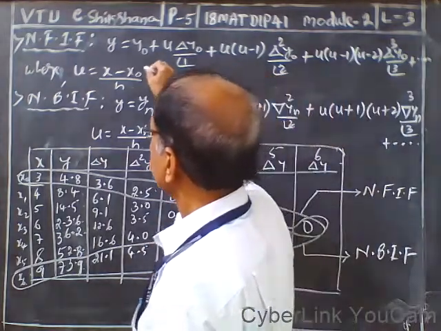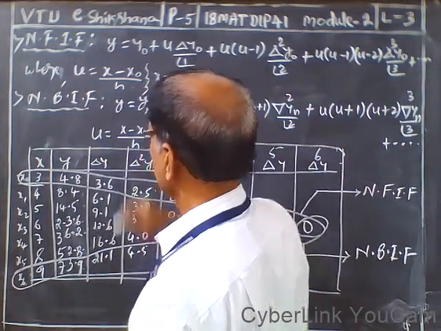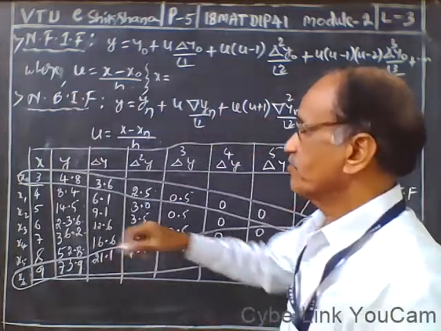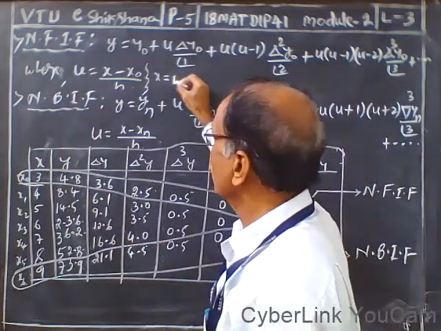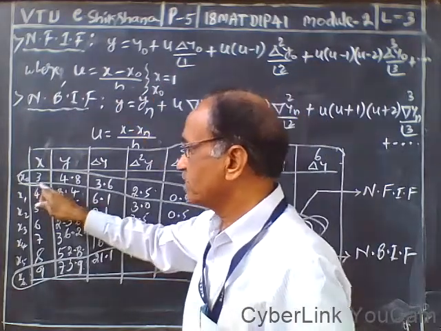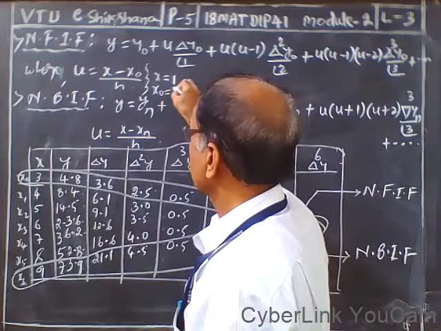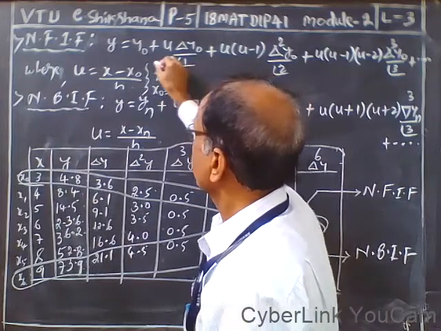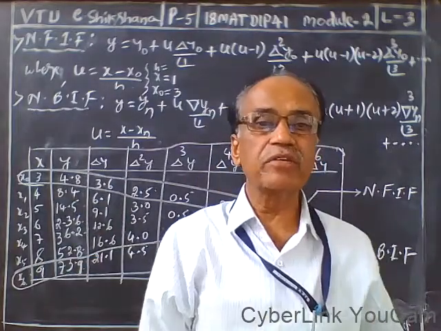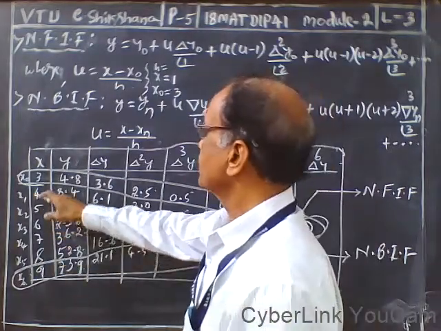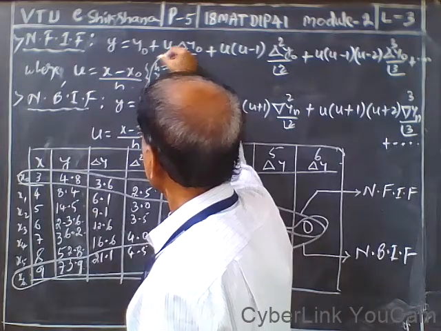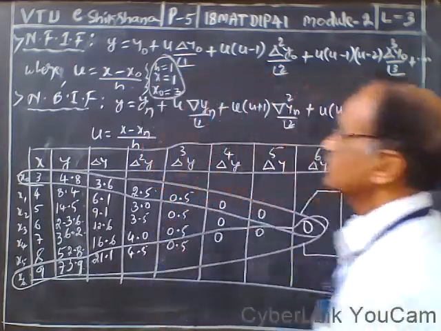Here the x value, to find the first term, is x equal to 1, and x naught is what value? The first value in the x column, that is x naught equal to 3. Then h is equal to the difference between any two successive values of x, that is 5 minus 4 is 1. So h is equal to 1.